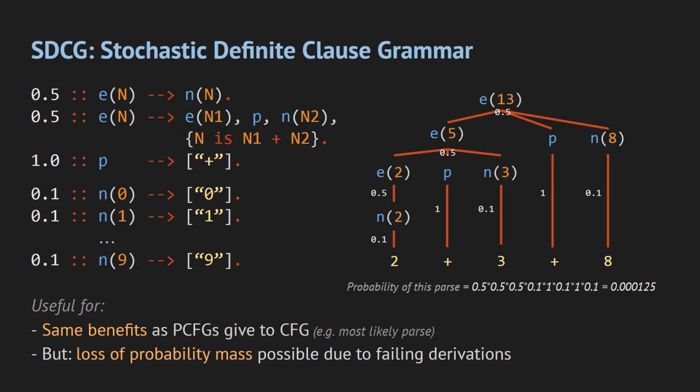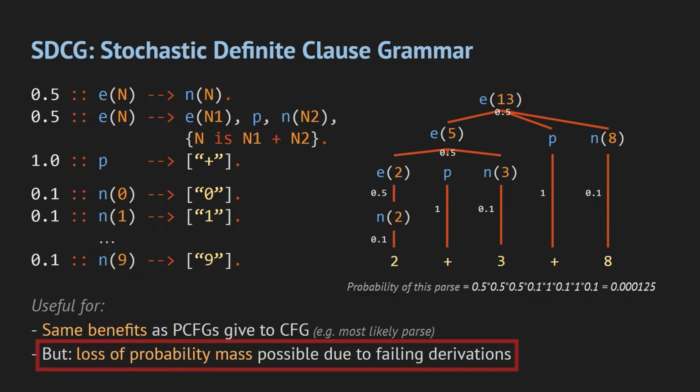So what happens if we extend definite clause grammars with probabilities, just like we did with the probabilistic context-free grammars? Well, that's what we call a stochastic definite clause grammar. And this is similar to how a probabilistic context-free grammar adds more capabilities to context-free grammars. Here, we can also calculate the probability of a certain sequence. However, one important thing to note is that the probabilities of all these sequences in the language do not have to sum to 1 anymore.